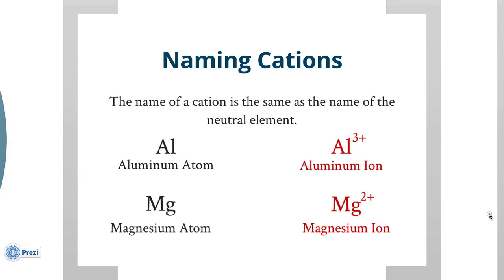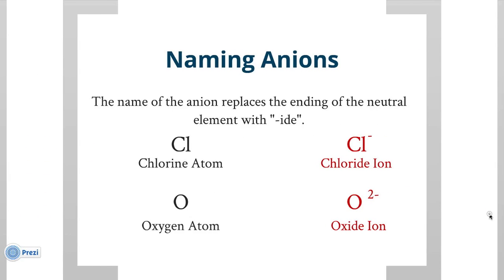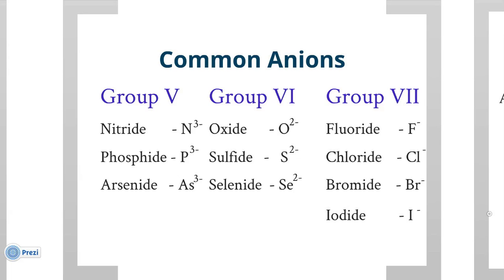Naming cations is easy. The name of the ion is the same as the name of the neutral atom. Now to name anions, the name of the anion replaces the ending of the neutral element with "ide". For example, chlorine becomes the chloride ion, or oxygen becomes the oxide ion. These are some common anions and their charges.